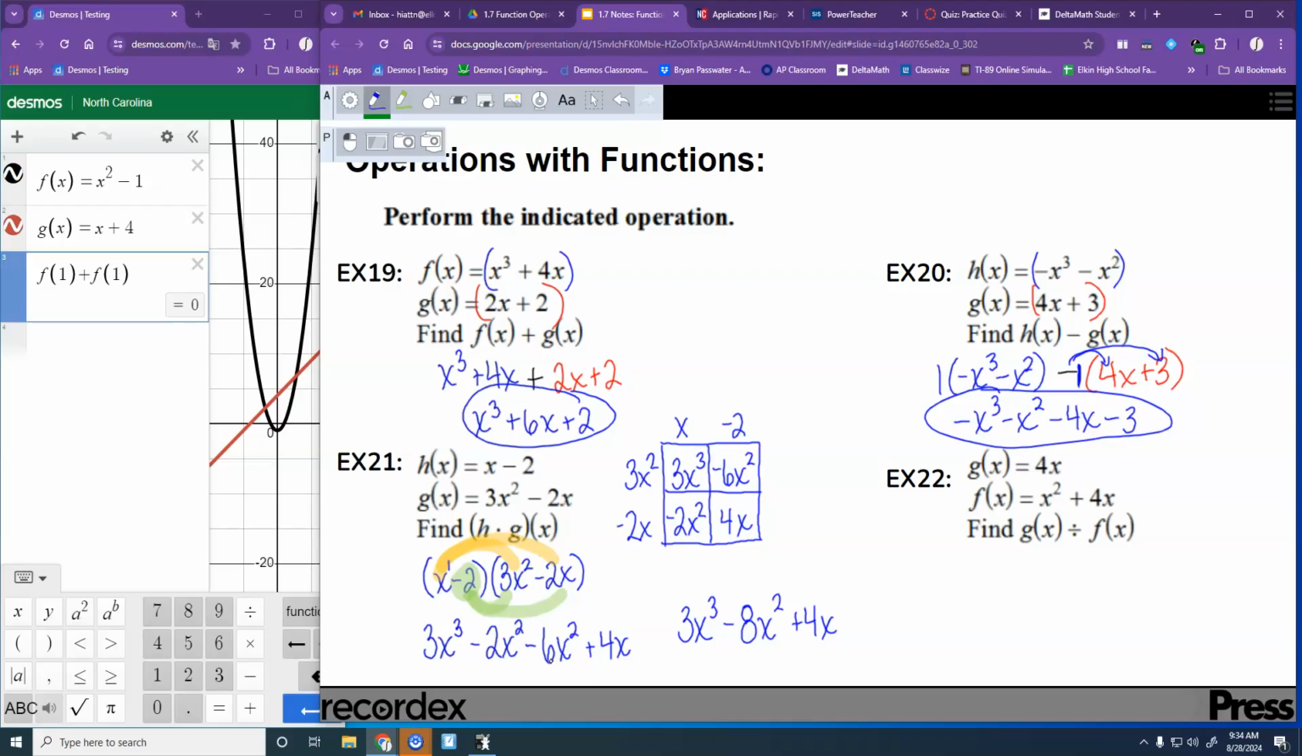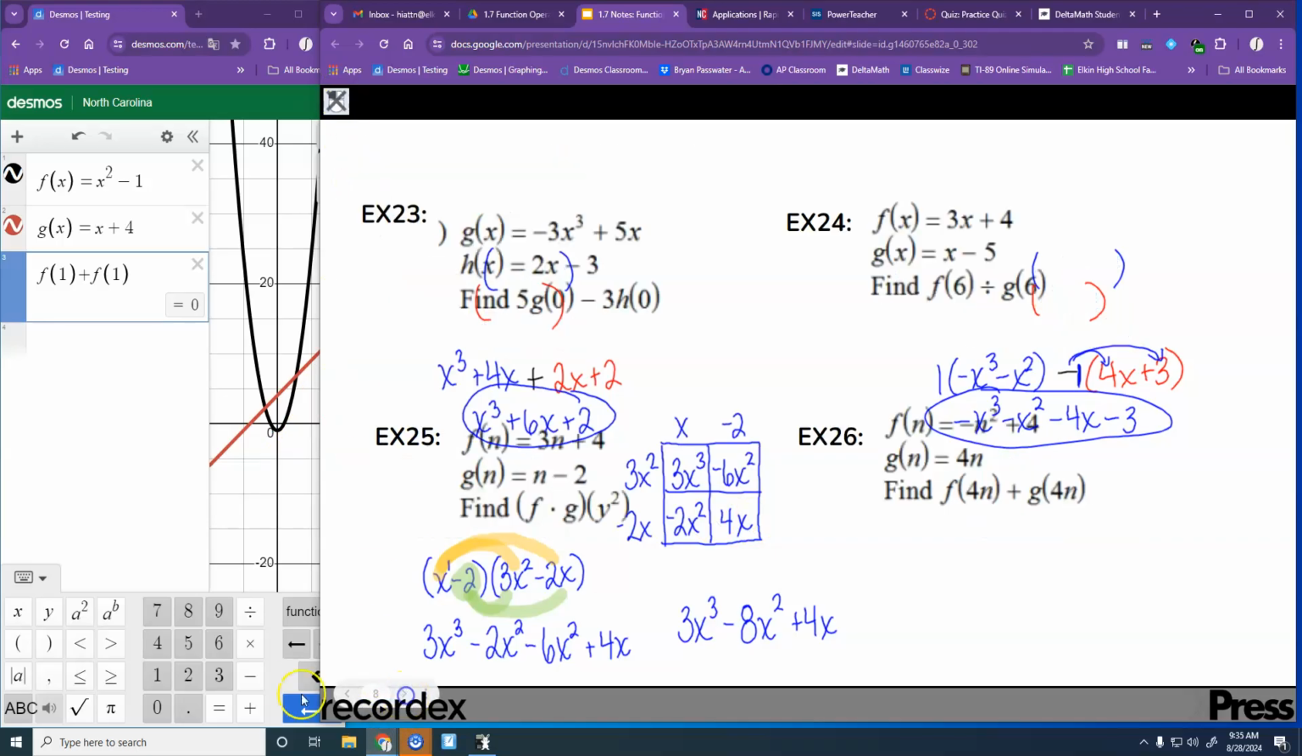The division one will simplify. I don't really want to do it right now because I don't think I gave you one of those. That'll come up in rational equations later. We'll worry about it then. Okay. Questions on this part? That multiplying's the hardest one by far here. All right.